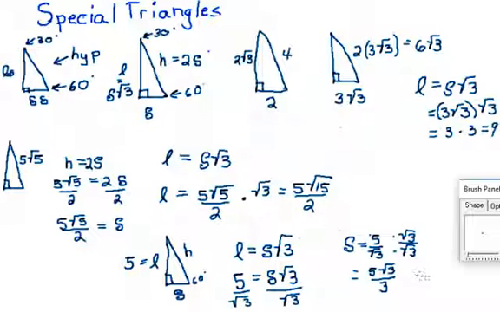So what is the hypotenuse going to equal? Let's see if I have enough room. Remember, hypotenuse is 2 times s, which is 5 square root of 3 over 3. So our final answer is going to be 10 square root of 3 over 3.